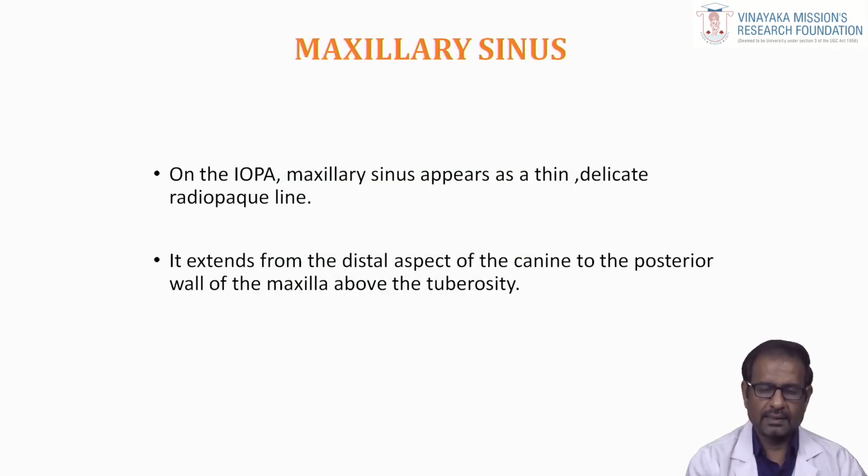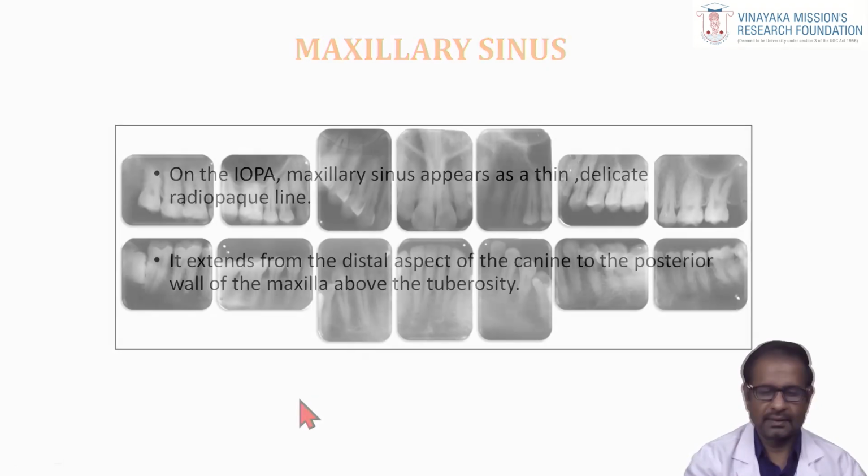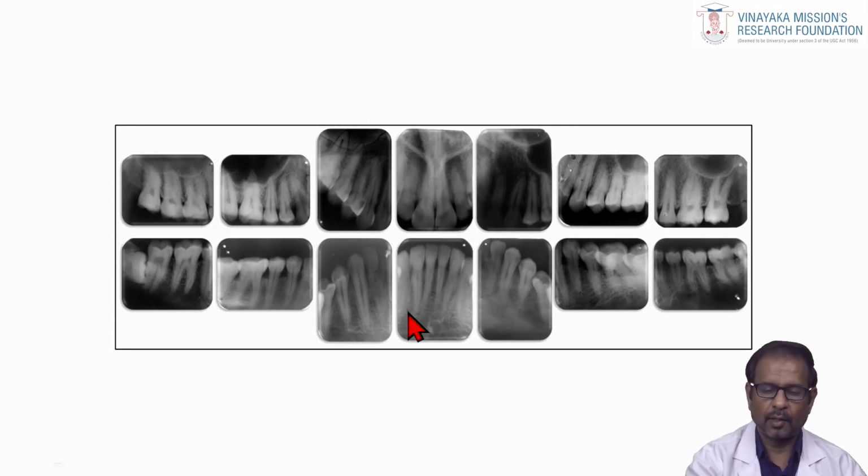In the IOPA, the maxillary sinus appears as a thin, delicate radiopaque line. It extends from the distal aspect of the canine to the posterior wall of the maxilla, above the tuberosity. From the canine to the second molar, approximately in the area above the apices of the roots, the maxillary sinus is visible. These are some of the normal anatomical landmarks.